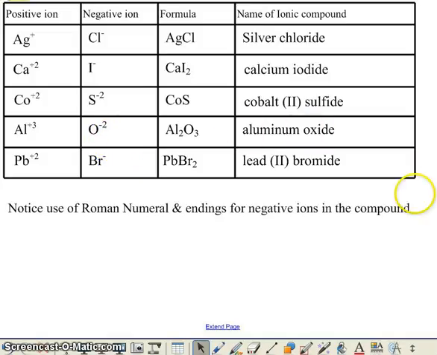Thus the name. Why don't some of these have Roman numerals in the name? Because they are always silver, calcium, and aluminum. They always have a fixed charge. They don't have a variety of charges. So no Roman numerals are needed.